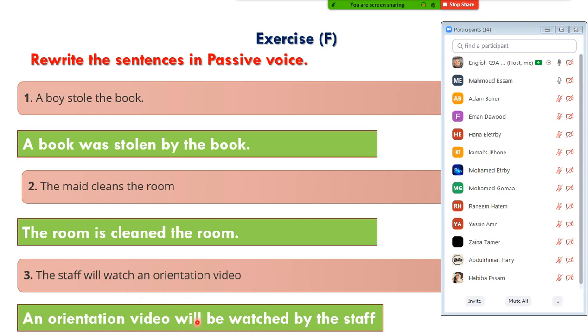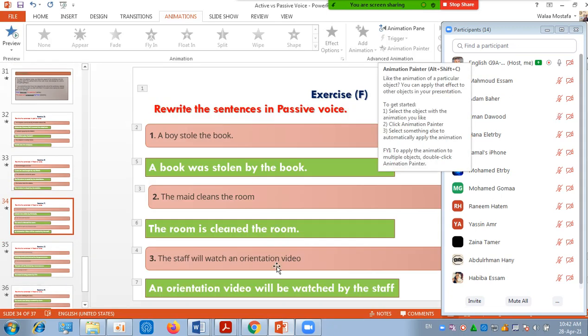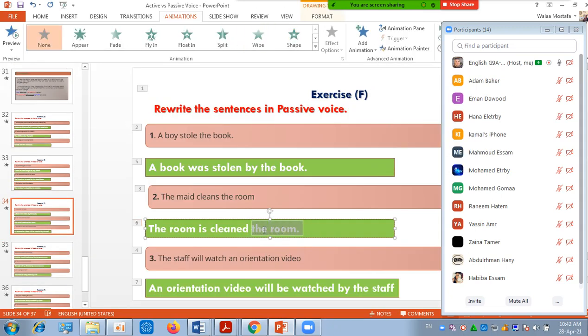What did he do? He used the same tense. What is the tense here? Future simple. So we have will followed by verb to be. After will, verb to be is in the infinitive form. What is the infinitive form of verb to be? Be, not is, not am, not are. Will be followed by the past participle of the verb watch, which is watched. It's a regular verb. Any question here in that exercise? No. Just let me correct this.